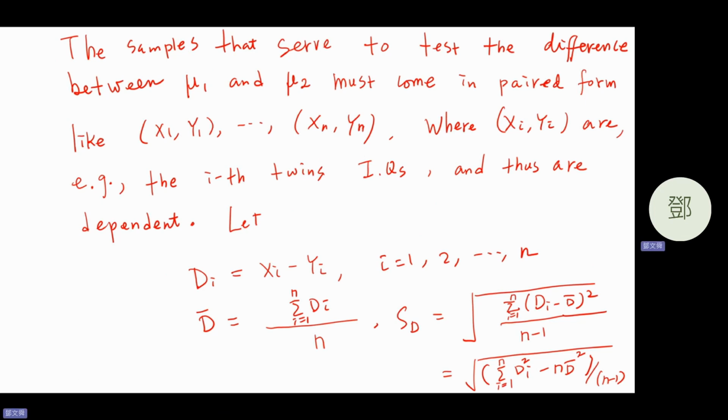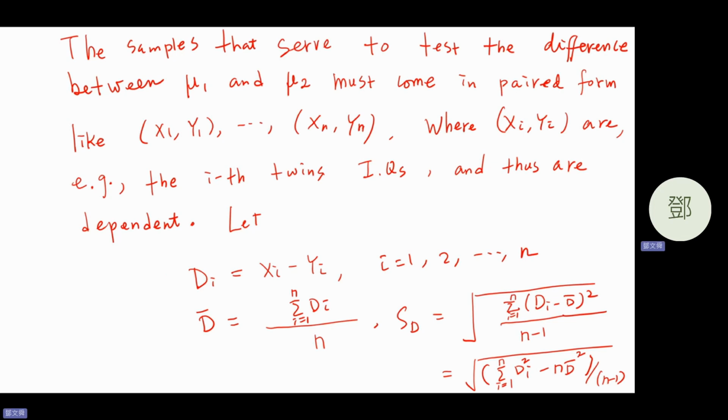The samples that serve to test the difference between mu1 and mu2 must come in paired form, like X1, Y1, X2, Y2, and Xn, Yn, where Xi and Yi, for example the IQs of twin brothers or sisters, are dependent.